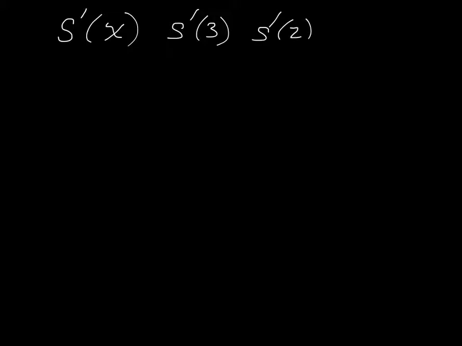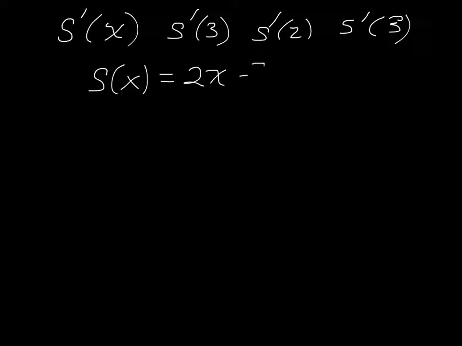All right, this says use the four-step process to find S prime of x, S prime of 3, S prime of 2, and I don't know why it says S prime of 3 twice, but this problem just happens to say that. S prime of 3. All right, so my function S of x equals 2x minus 7.